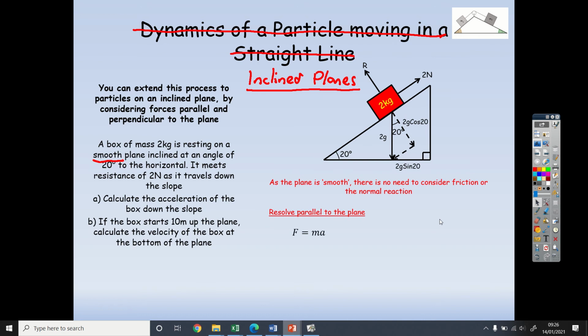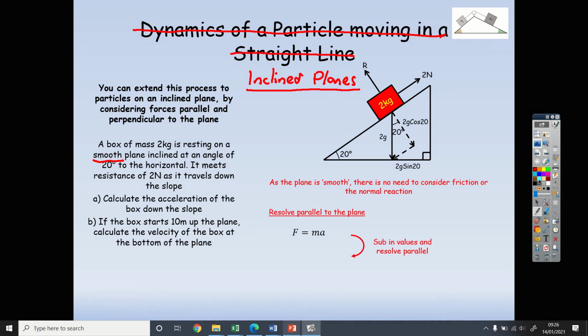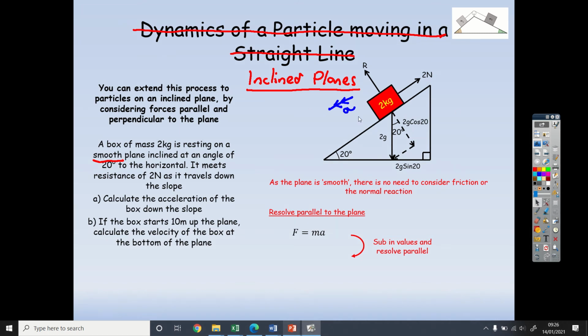So we're now going to resolve in the nice directions that we've got. So I think it makes sense to do parallel to the plane. And that's seeing as the acceleration is going down the plane, right? We haven't drawn an acceleration, so let's put that on. It's traveling down the slope. So acceleration goes this way. Okay, that's in meters per second squared. And if we resolve towards this direction, that's going to keep our unknown values positive.